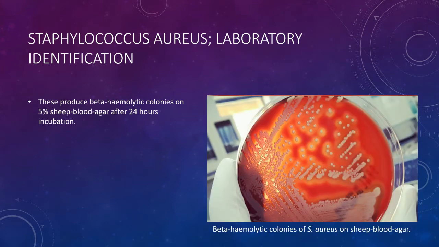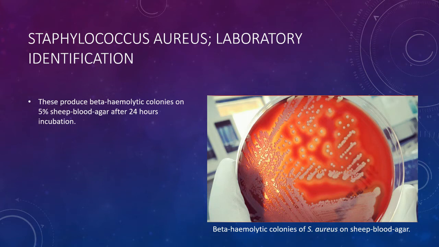Moving on to the lab identification, the primary appearance of Staphylococcus aureus on sheep blood agar is the classic beta hemolytic colonies after 24 hours of incubation. And the aureus, which means gold color, is not typically seen in all the strains. Some wild type strains we do see in our clinical lab sometimes show the classical picture of Staph aureus, but most of the isolates are like the one presented in this picture.